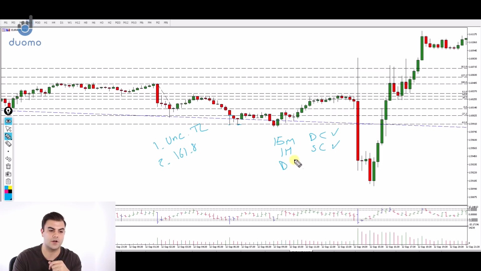And on the daily chart we have a double confirmation, and on the weekly chart we had a very good situation in general, so that's good for market selection. Overall, I was willing to enter here.